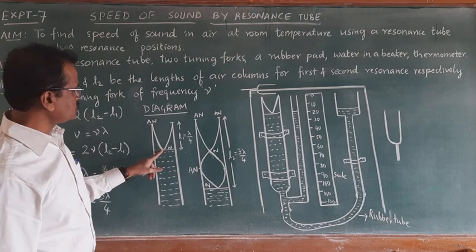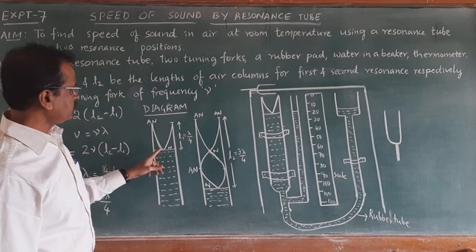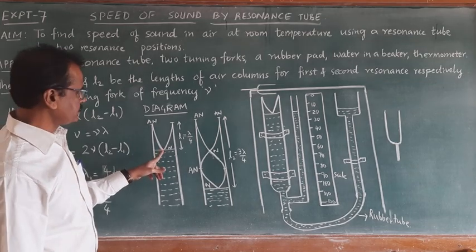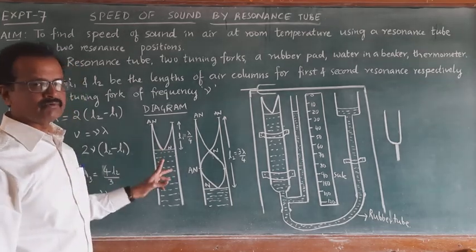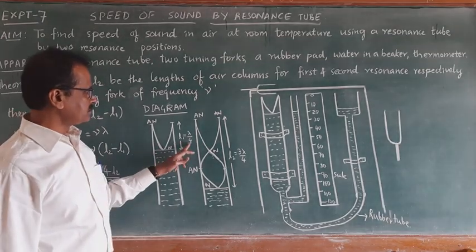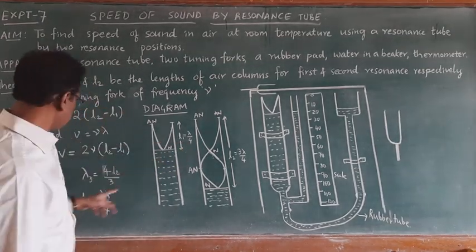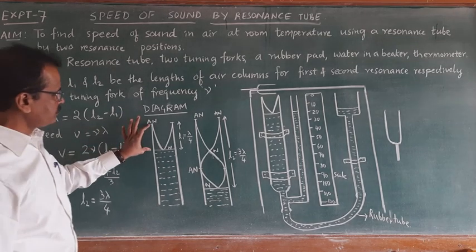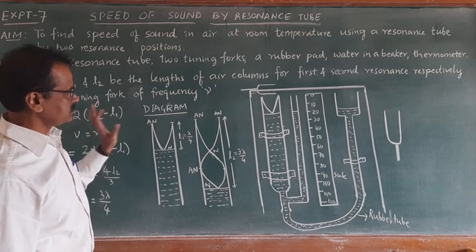When one end is closed, one end open, then we get resonance, for which we get formation of first harmonic, that is first wavelength. The first wavelength corresponds to lambda 1 is equal to 4L1. If you recall, this is the formation of first wavelength, for which the waveform is of this nature.